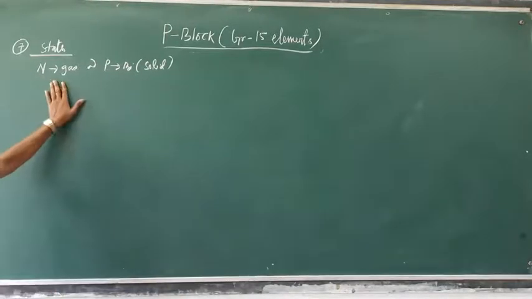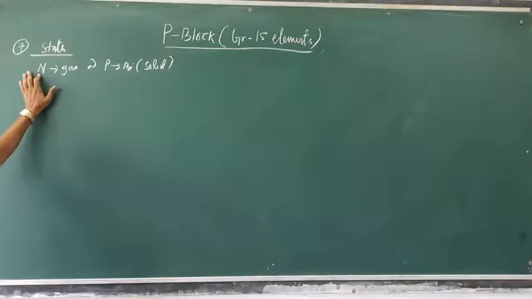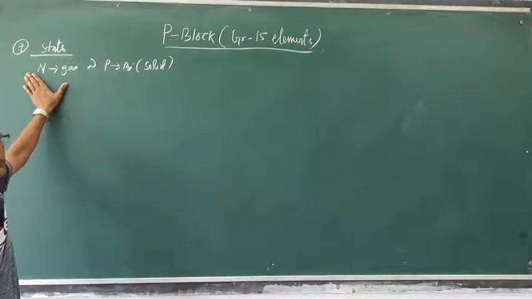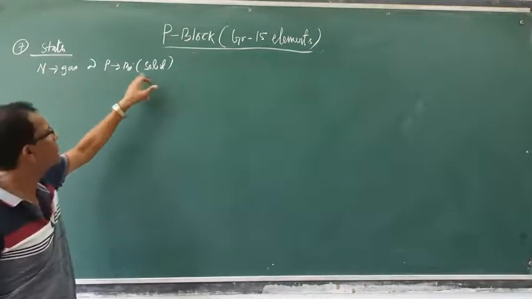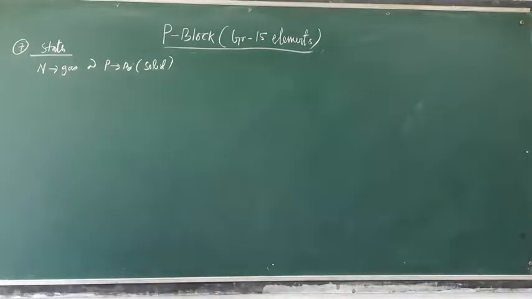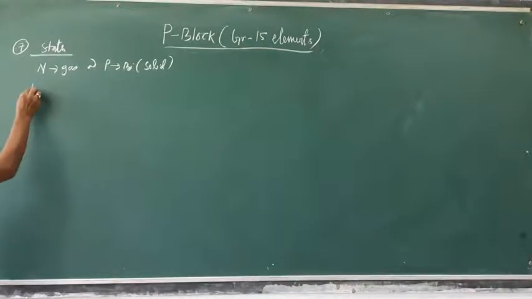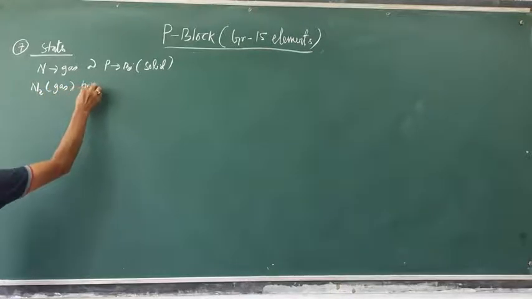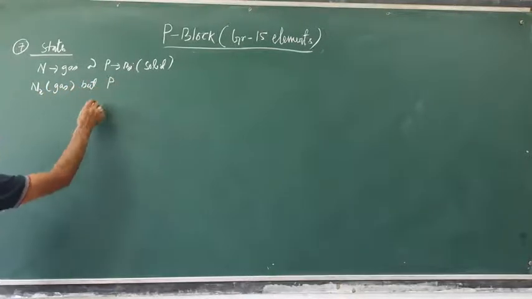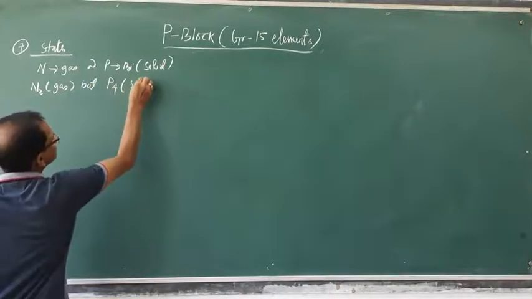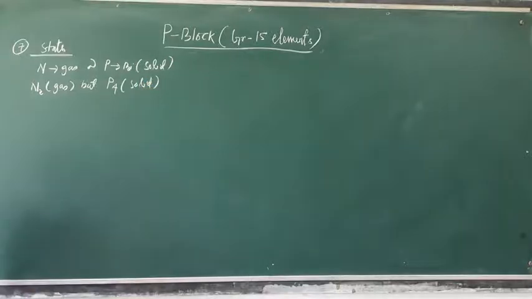Why? This is due to size. Nitrogen is the smallest size among these elements. That's why it is in the gaseous state. And phosphorus to bismuth, due to large size, are generally solid. Then if a question is asked, why is N2 a gas but phosphorus exists as P4, and P4 is solid. There is a question.